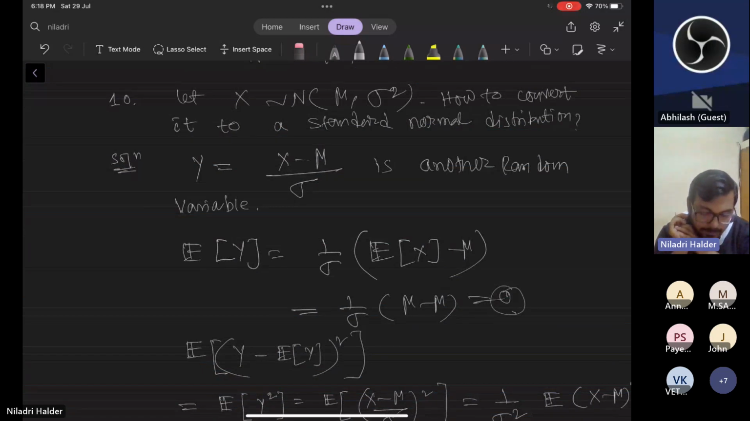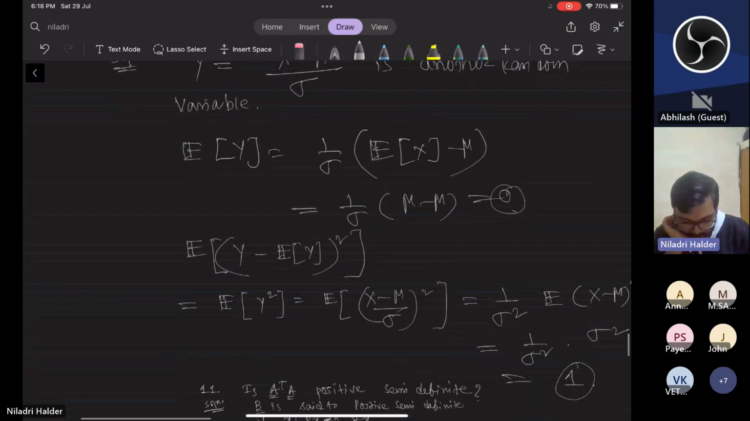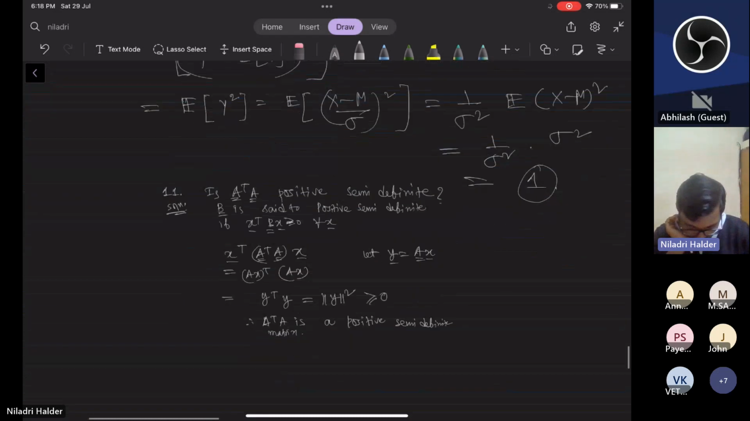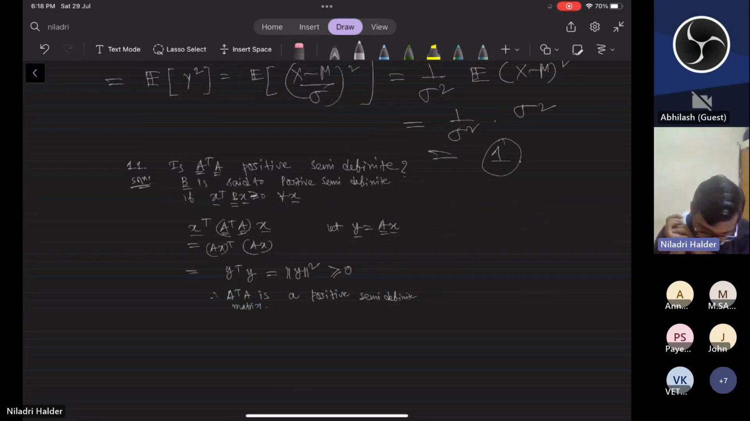Suppose there is a random variable having mean mu and variance sigma square, then how to convert that random variable to a standard normal distribution? That means how to make another random variable which has mean 0 and variance 1. So that is y equals x minus mu by sigma. Okay.